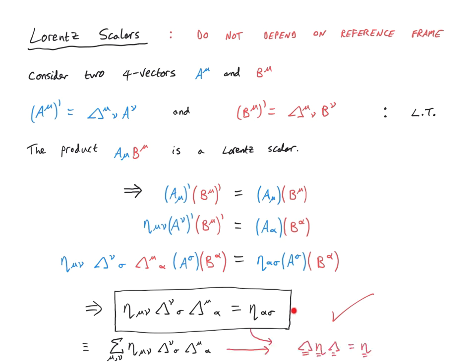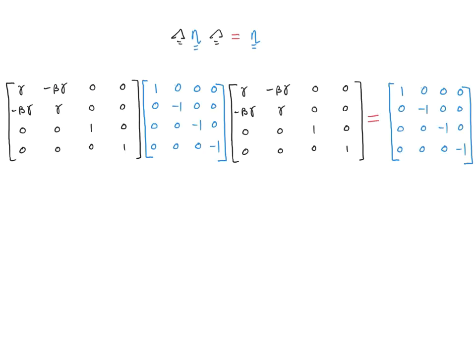Mathematically, the equation in the box here is identically equivalent to saying lambda transpose eta lambda is equal to eta, where lambda and eta appearing in this equation are now treated as matrices. To prove this, we simply write out our matrix identity here and substitute in for the Lorentz transformation matrix, written in black, and the Minkowski metric tensor eta, written here in blue.